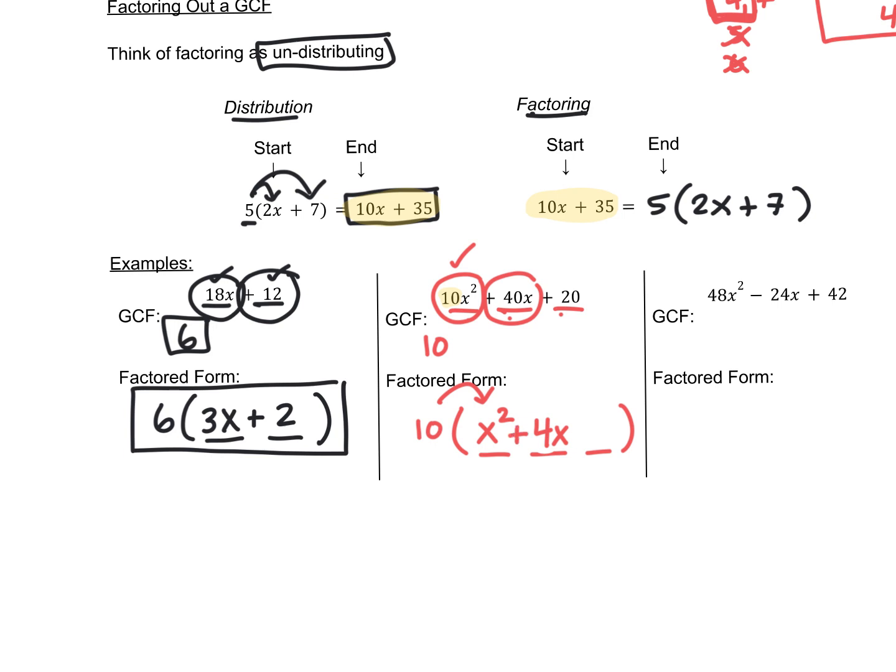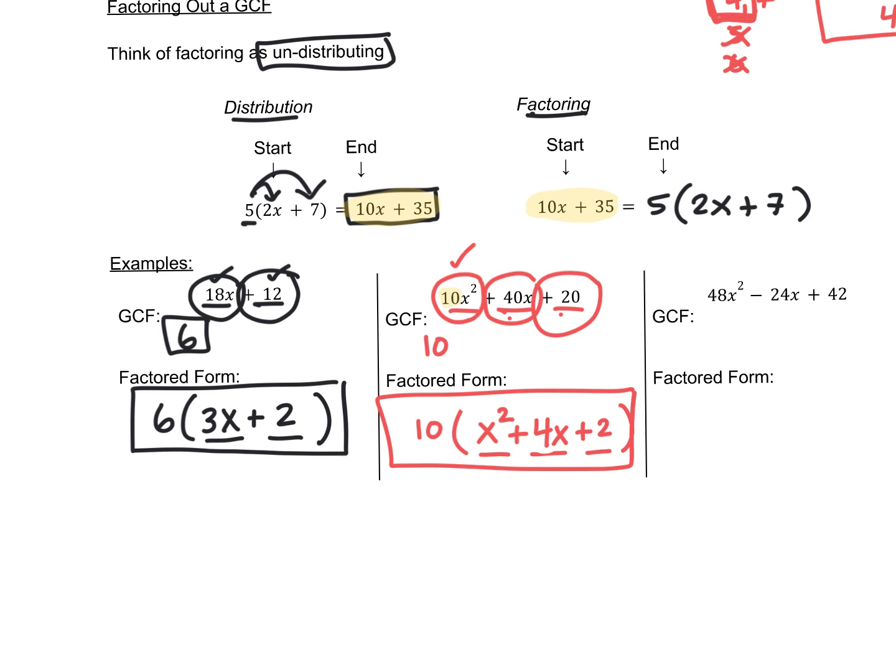All right, lastly, what do I multiply by 10 to get positive 20? That's a positive 2. So my final answer is right here with the 10 out front and then these 3 terms inside.